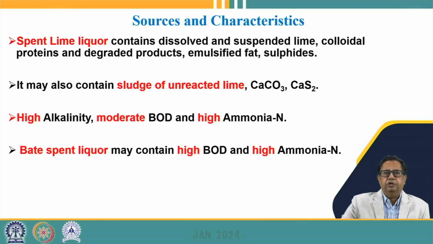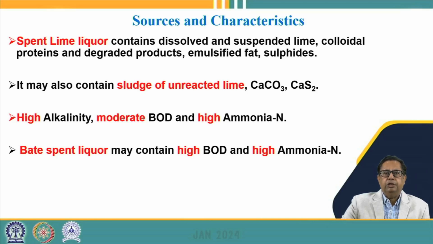Then we can have the spent lime liquor, which again comes from a process like liming. It may contain a very high amount of lime, both in the dissolved phase as well as in the suspended phase. Similarly, it may also contain a lot of colloidal proteins which have come out because of the lime reaction with the hides, and the degraded products of the proteins due to the reaction. It may also contain emulsified fats and sulfides, because when we are using the liming process, we use lime and sulfides so that the liming process may happen.